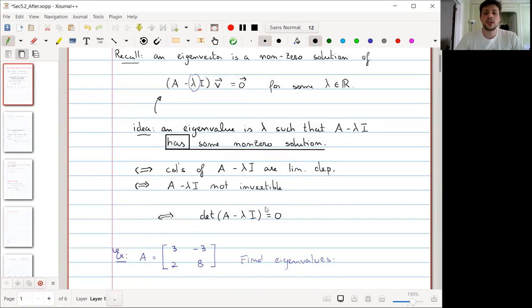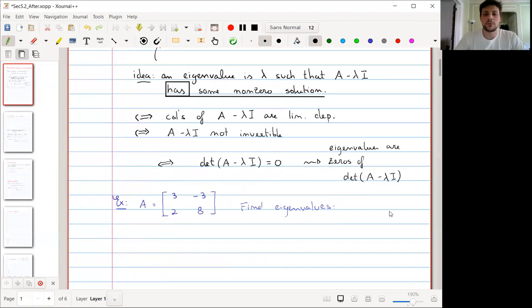In other words, the idea behind this is that the eigenvalues are zeros of the quantity determinant of A minus lambda I, seen as a function of lambda.